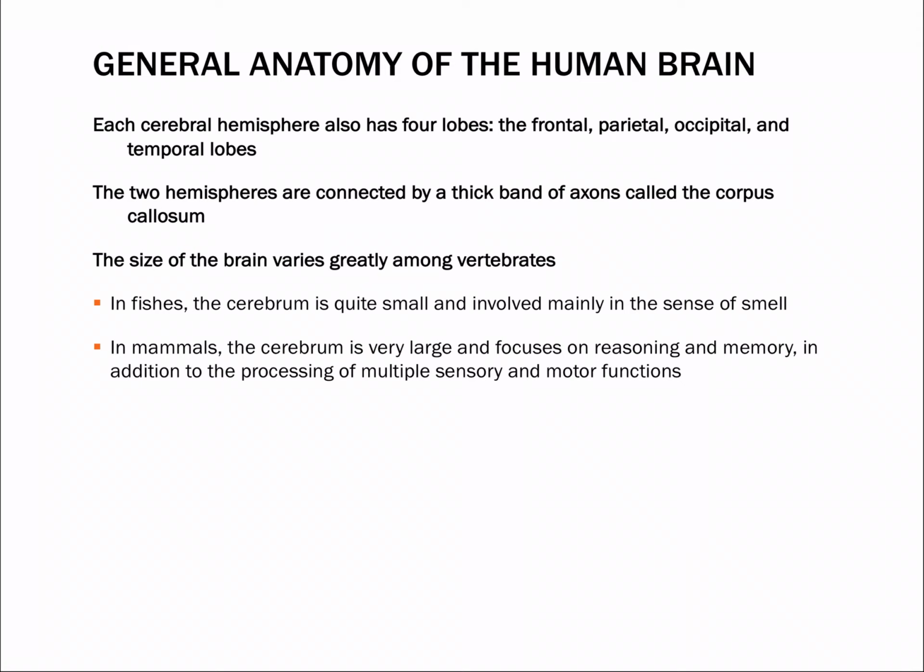The corpus callosum connects the 2 hemispheres of the brain, and the size of the brain varies among vertebrates. In fishes, the cerebrum is very small. I think I mentioned in an earlier lecture that there's not a whole lot of thought going on in fish, just mainly the sense of smell. However, in mammals, especially the great apes, the cerebrum is very large, and we see reasoning, memory, and learning. Multiple processing of our environment through sensory and motor functions is also accomplished in the cerebrum.